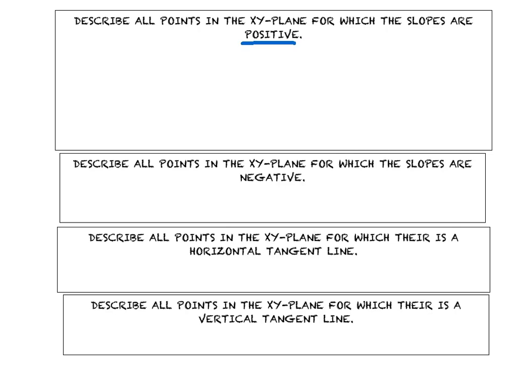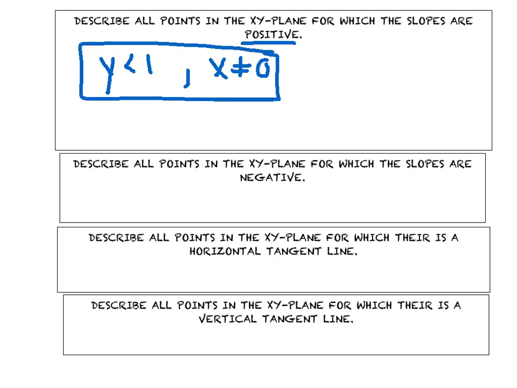Well, most of the points on our slope field are positive. What do they all have in common? Well, for every single one of them, the y value is less than 1, with the exception of what? What's the one exception? We're going to say x is not allowed to be 0. So any ordered pair that satisfies these two conditions, well, then the slope would be guaranteed to be positive. Every time the y value is less than 1, and while we make sure that x is not equal to 0, we'll have a positive slope.